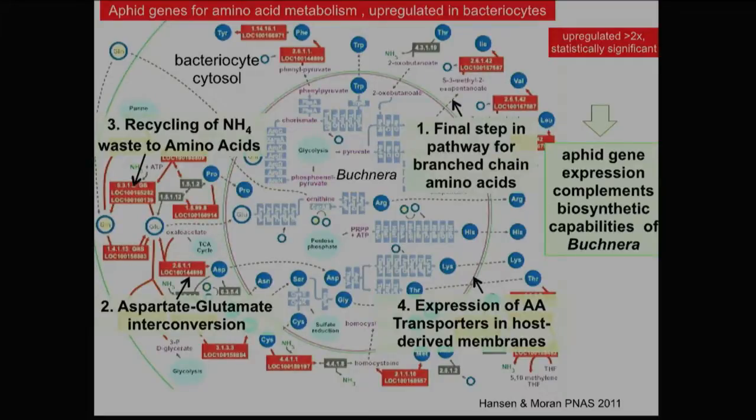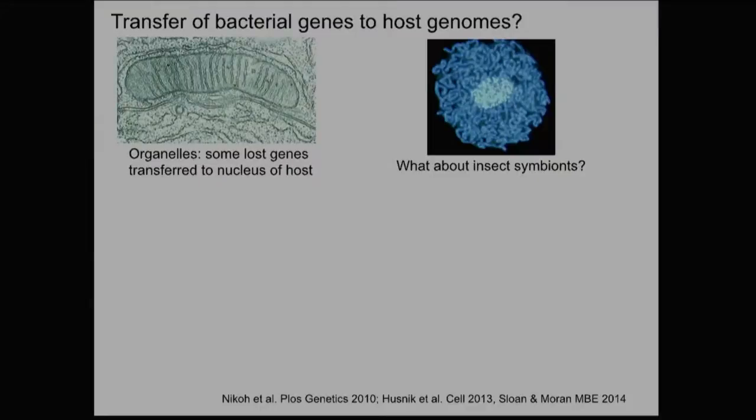So, recycling ammonia, aspartate-glutamate interconversion. Amino acid transporters are very highly overexpressed in bacteriocytes. Actually, the final step in the branched-chain amino acid pathway is encoded in the aphid genome, not in the Buchnera genome, and so on. So there seems to be this real complementary aspect.